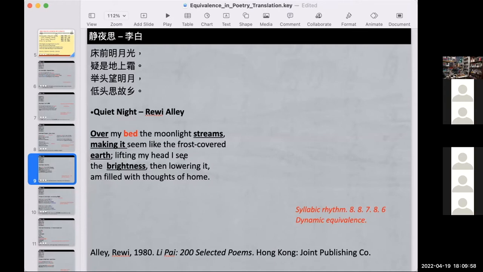So here, when we see that he did not repeat the word head, we know right away that he wants to render it in natural, modern English. He didn't repeat the same words. "Lifting my head, I see the brightness, then lowering it and filled with thoughts of home." This is 100% dynamic equivalence.